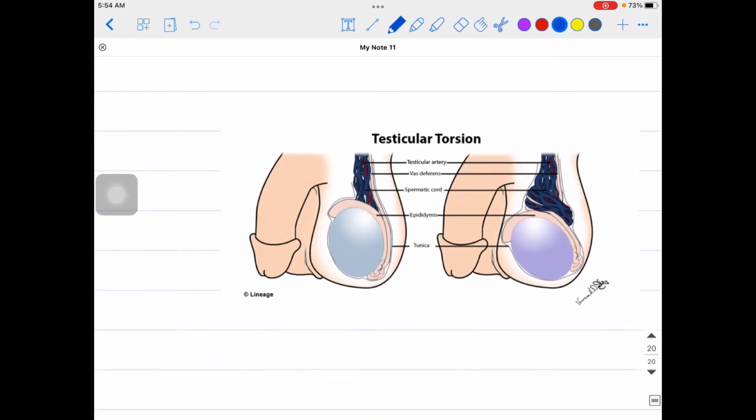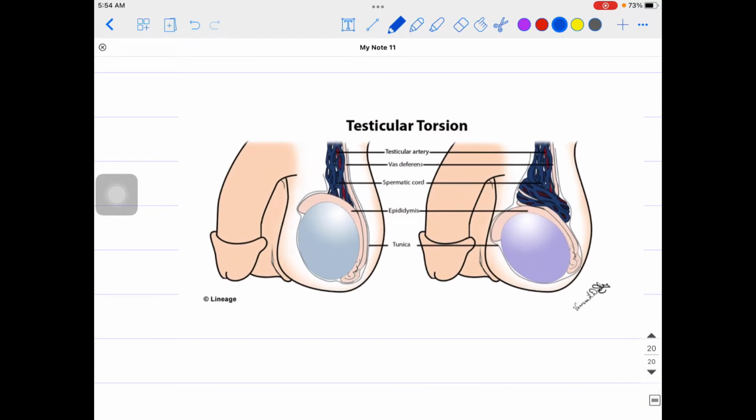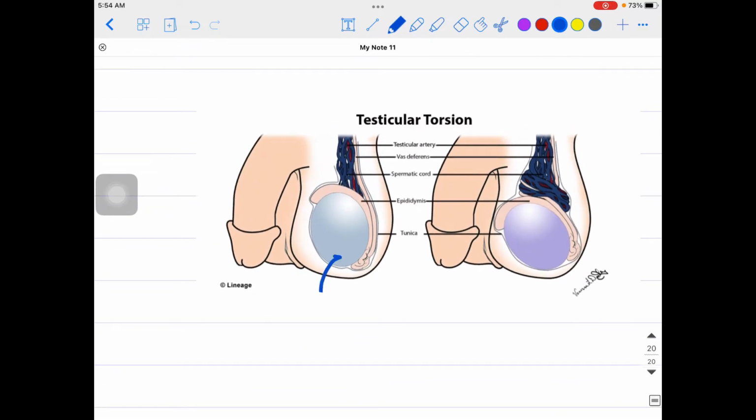So let's look at this diagram. Here we can see that this structure is the testis, obviously. And the covering of the testis, you can see over here, the epididymis is covering the testis from outside. Then after the epididymis there is a layer which is called the tunica. Tunica is the outermost layer of the testis.